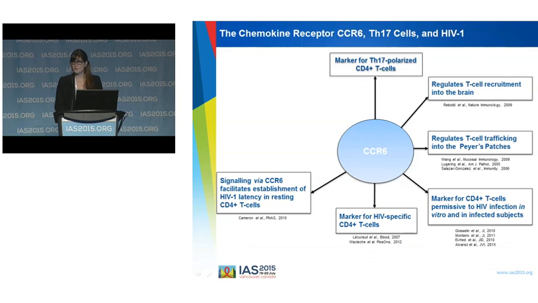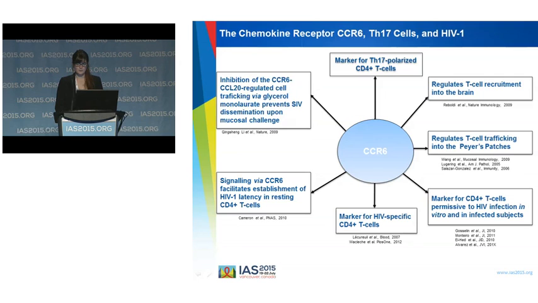Studies by the group of Sharon Lewin demonstrate that signaling via CCR6 induces HIV latency in resting CD4 T cells. And of particular importance, the group of Ashley Haase demonstrate that inhibition of the CCR6-CCL20 regulated cell trafficking via glycerol monolaurate prevents SIV dissemination upon mucosal challenge. So all of this evidence supports the major role of CCR6 positive T cells in HIV pathogenesis.